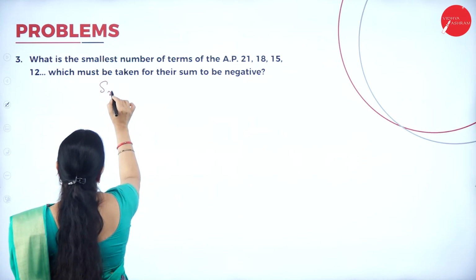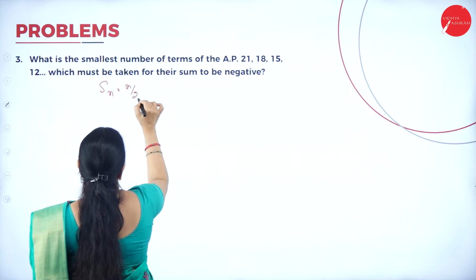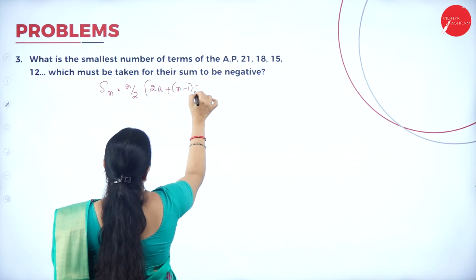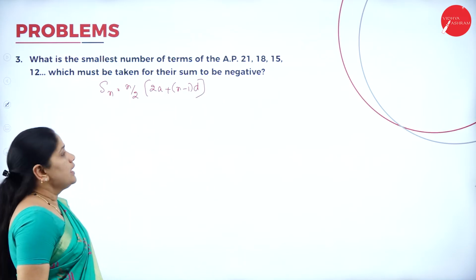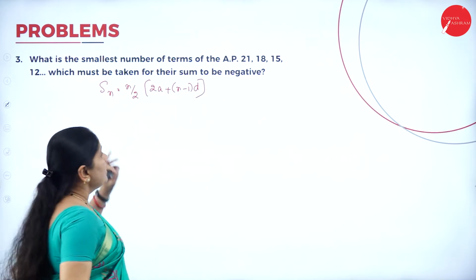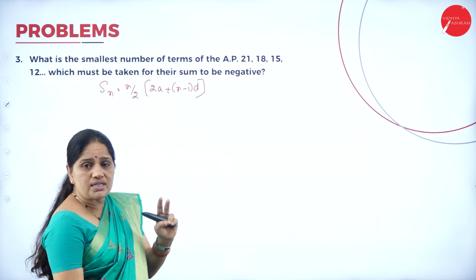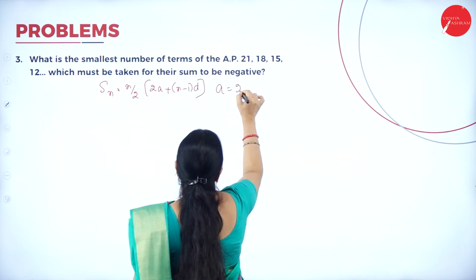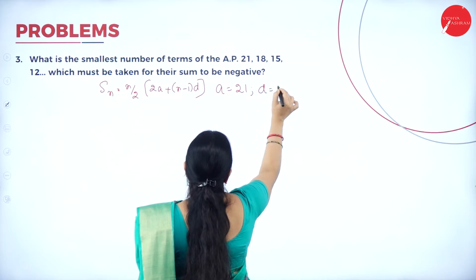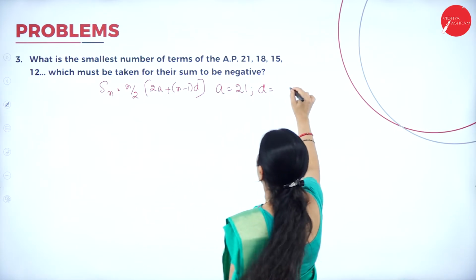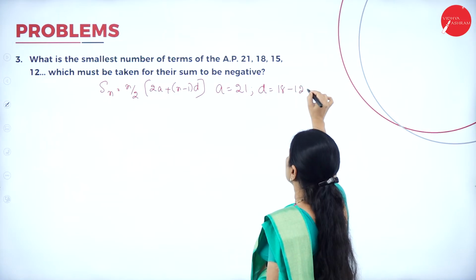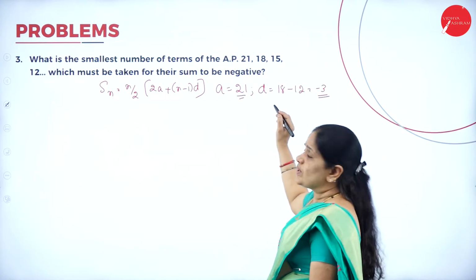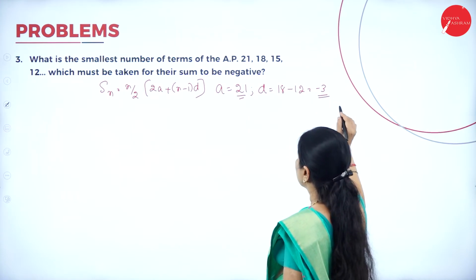So Sn will be equal to n by 2 into 2a plus n minus 1 into d. Now we have the formula here, but I should identify what is A and what is D. So we know that A equals 21, D equals 18 minus 21. So that will be equal to minus 3. So A equals 21, D equals minus 3.